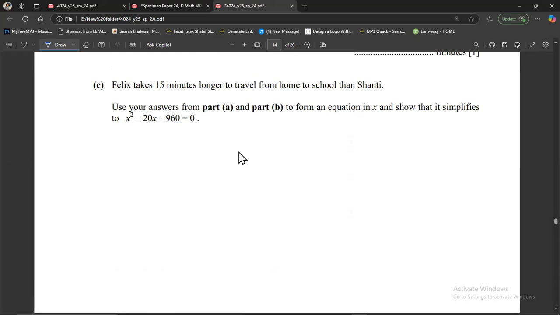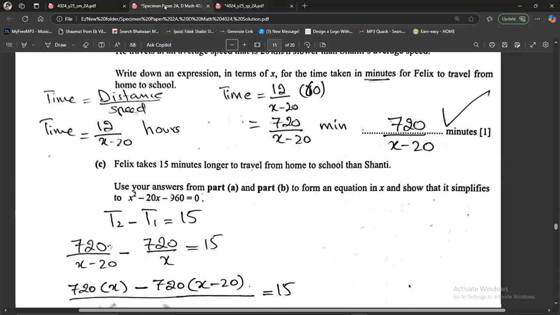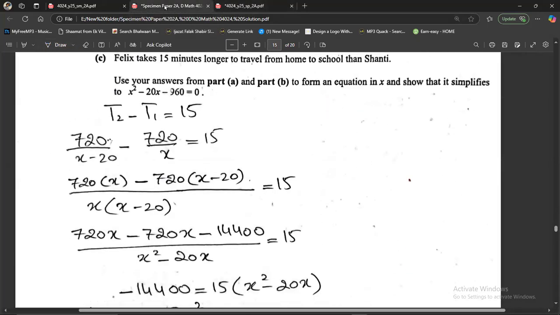So the time difference, we have just calculated the time taken by Shanti and the time taken by Felix, and the difference between them is 15 minutes. Felix takes 15 minutes longer to travel from home to school than Shanti. So it means T2, the time taken by Felix, minus T1, that's 15. T2 and T1 both are in minutes. So 720 divided by x minus 20 minus 720 divided by x is equals to 15.